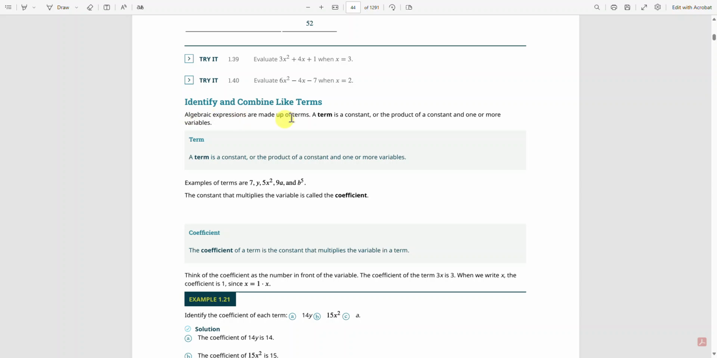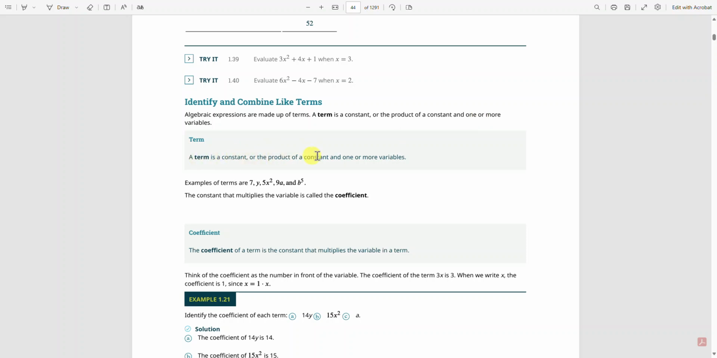Algebraic expressions are made up of terms. And I mentioned this word before, when we talked about order of operations. Algebraic expressions are made up of terms. A term is a constant or the product of a constant and one or more variables.